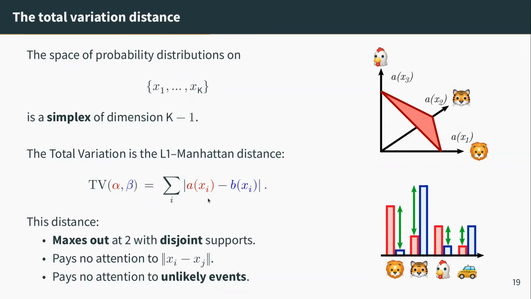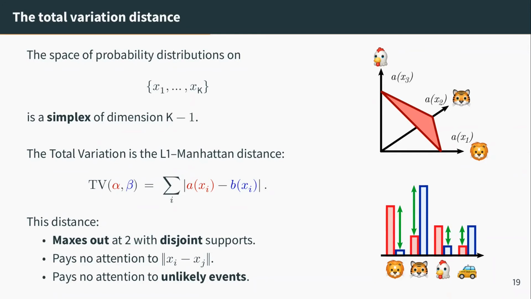So geometrically, if I have my 4 classes, lion, tiger, chicken, taxi, and I have a first histogram like the red one and a second histogram, the blue one, the total variation just corresponds to taking the lengths of the differences between the weights and summing them all together, and it gives me a score, a distance.